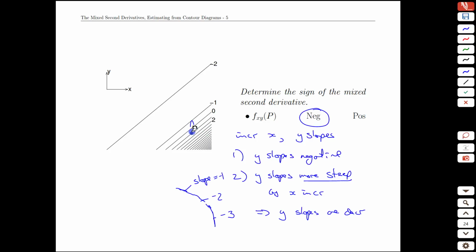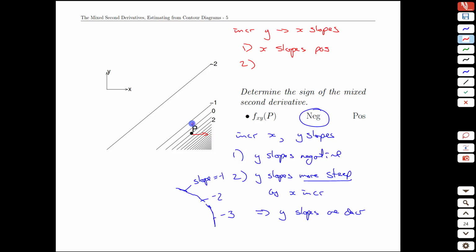Notice that we can do exactly the same logic applying with x slopes. So we could talk about increasing y and looking at the x slopes. Our first fact is that the x slopes are positive. As we take steps in positive x, we go from height 1 to height 2 to height 3, and we're going up. So the x slopes are positive.